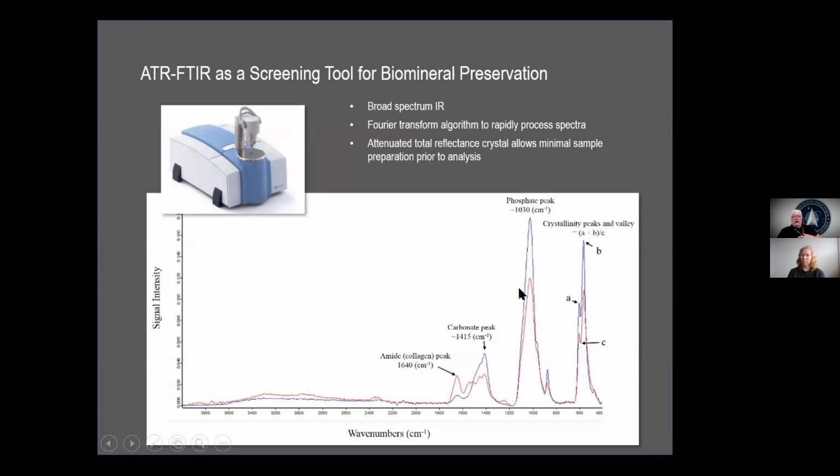And this graph below here is just showing you what we look for, the kind of peaks that we look for. It may be a little bit hard to see here, but there's a red line that shows you what a modern tooth would look like, and then a blue line which shows you what an archaeological tooth would look like. The major difference we see is this peak here, which is at 1640, you don't need to know that, called the amide peak, or what collagen is made out of. And collagen, again, is the primary organic material that's resident in the dentin of a tooth.